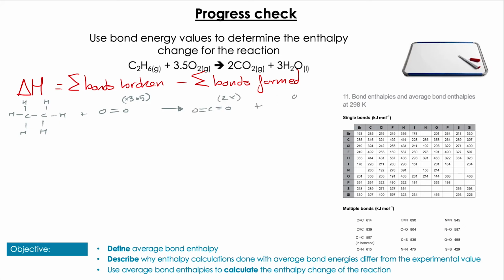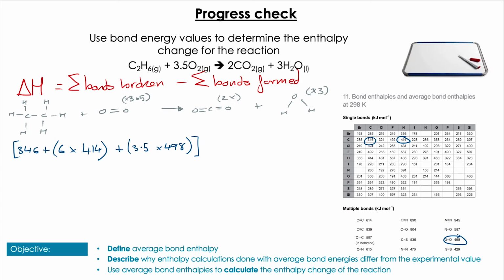We've got 2 times CO2, which means we're going to have 4 total C double bond O, and we've got 3 times H2O, which means we're going to have 6 OH bonds. So first of all, looking at our bonds broken, we've got 346 plus 6 times 414, which is for the C2H6, plus 3.5 times 498. So that's all of our bonds broken.